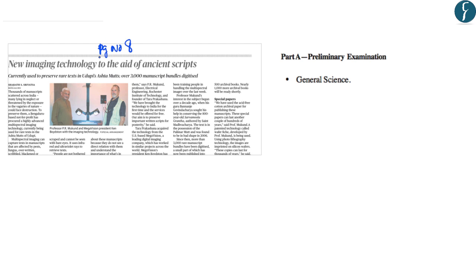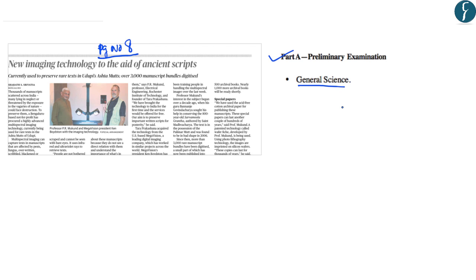This article on page number 8 talks about multispectral imaging, which is helping in preservation of various manuscripts that are found in India. So, this technology will form a part of the preliminary examination syllabus under the topic General Science. So, in this article, we will try to understand some key facts related to multispectral imaging. Now, regarding manuscripts, you should note that these are handwritten records. And these records were generally written on cloth pieces, papers, or leaves of plants.